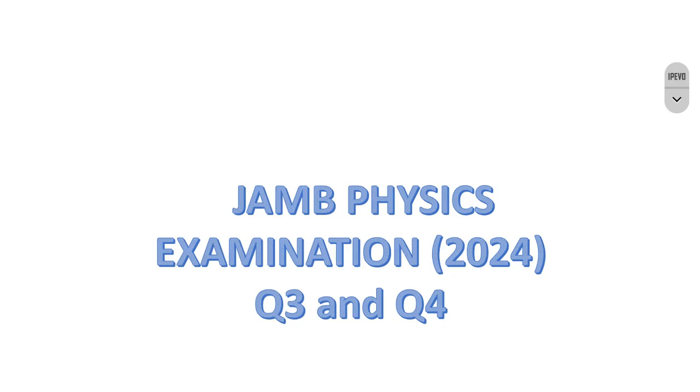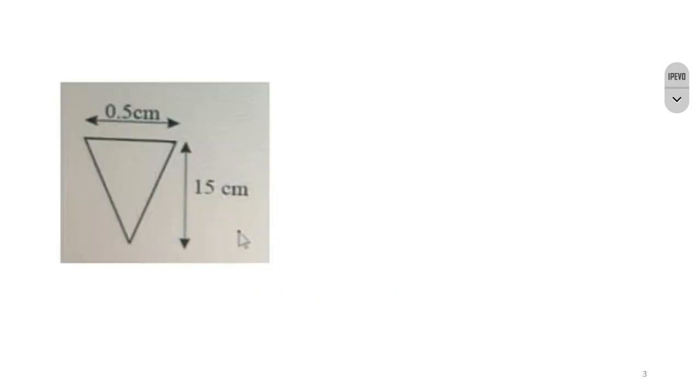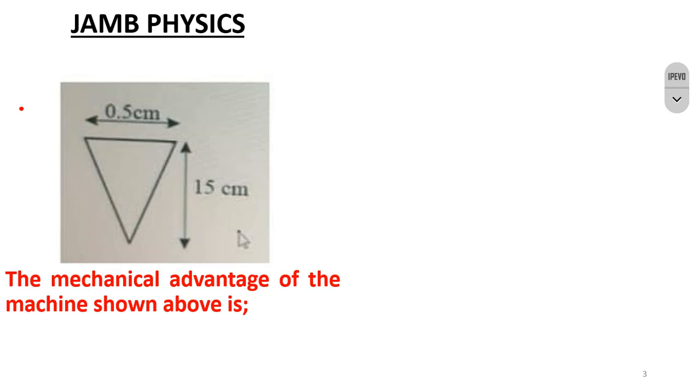Welcome back, viewers. In this lecture, we are going to be looking at the JAMB Physics examination for the year 2024, questions 3 and 4. The first question comes with a figure, and below the figure we have the question that says: the mechanical advantage of the machine shown above is... They then give options. So the machine is not specified.